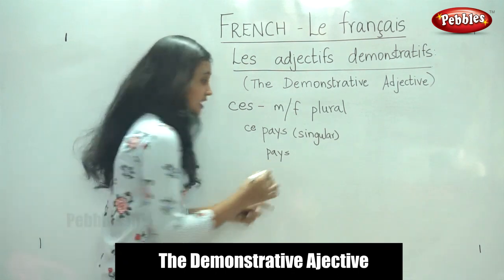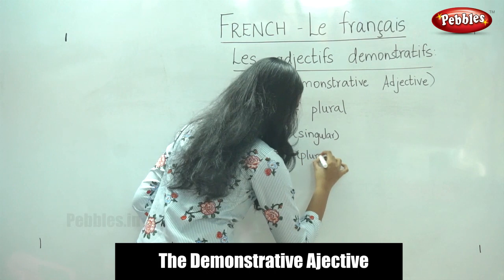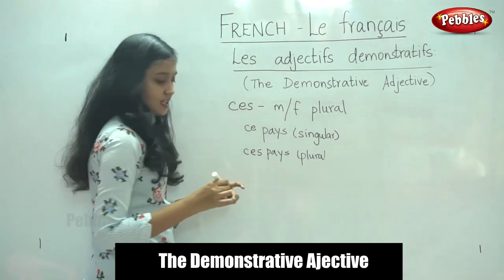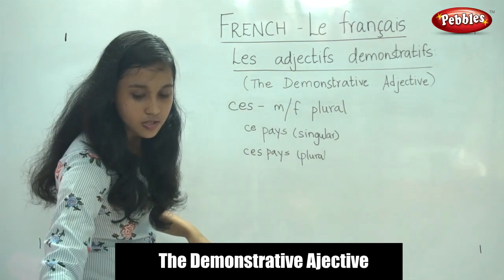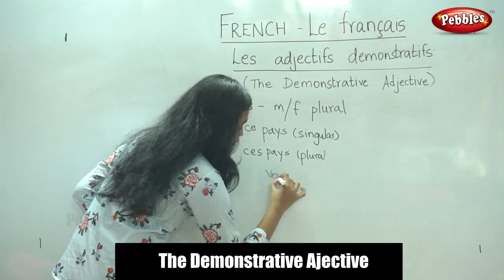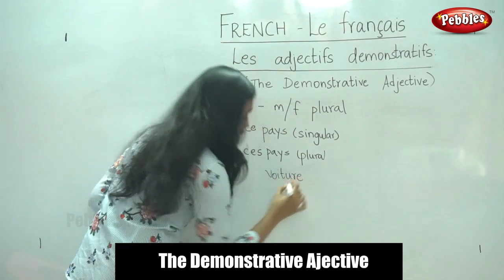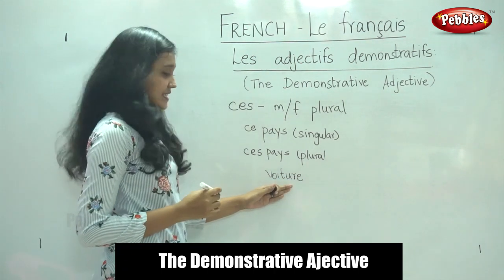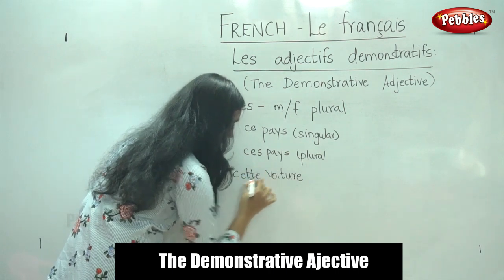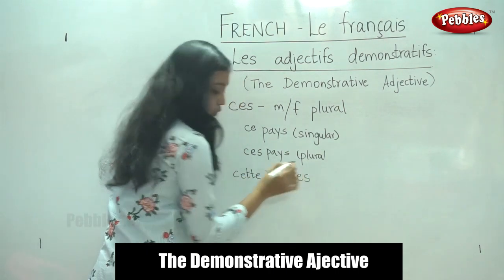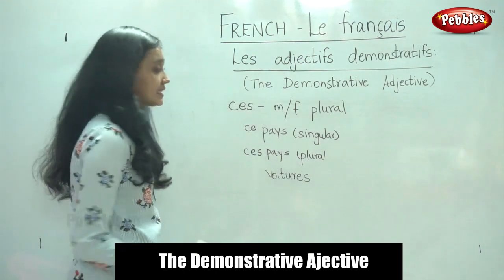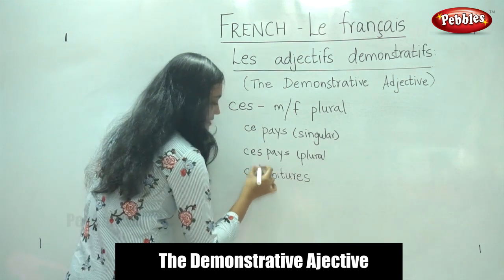Now, if it is in the plural form, what would we write? Yes, we would write ces pays. So, it's very simple. And the other example, voiture. Now, it is in the feminine singular form, so we would write cette voiture. Now, if it is in the plural form, we wouldn't write cette. What would we write? We would write ces voitures.